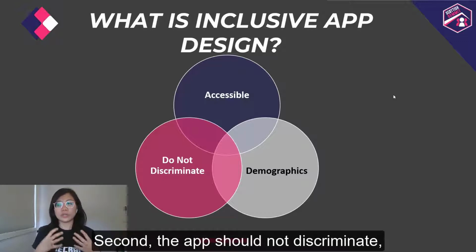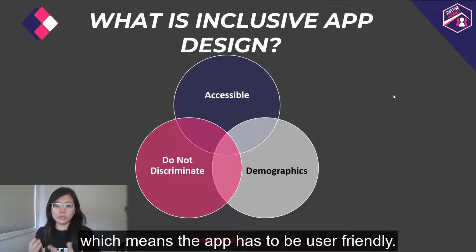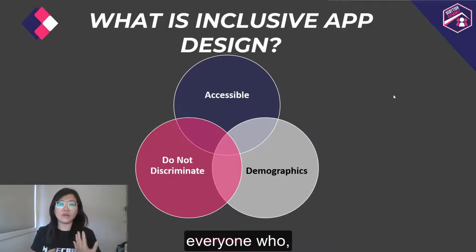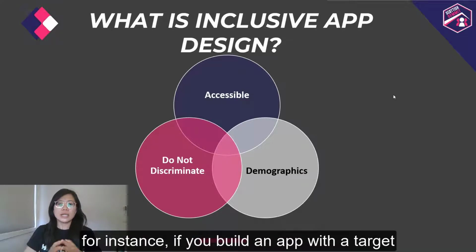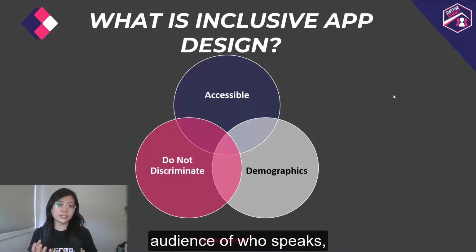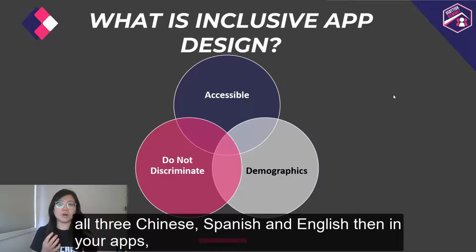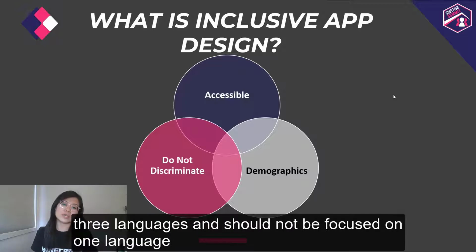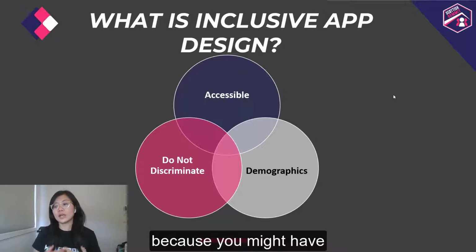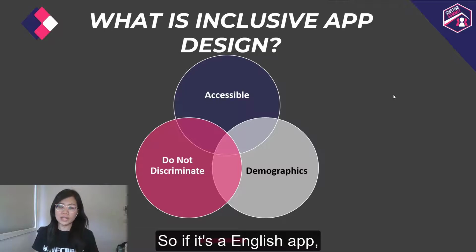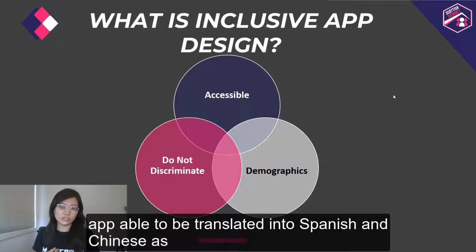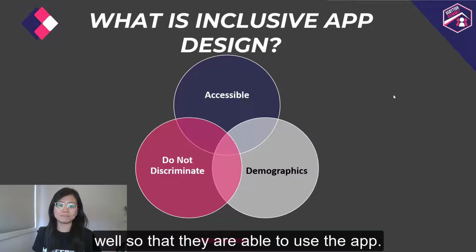Second, the app should not discriminate, which means the app has to be user-friendly. The UI and UX of the application have to cater for everyone. For instance, if you build an app with a target audience who speak Chinese, Spanish, and English, then your app should have a translator able to translate into these three languages and should not be focused on one language, because you might have people who do not know that language. So if it's an English app, you have to make sure that the app can be translated into Spanish and Chinese as well so that they are able to use the app.